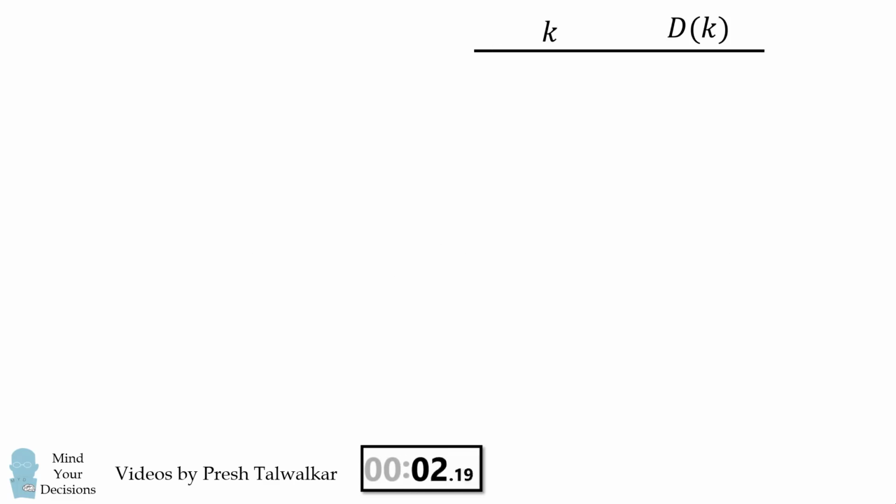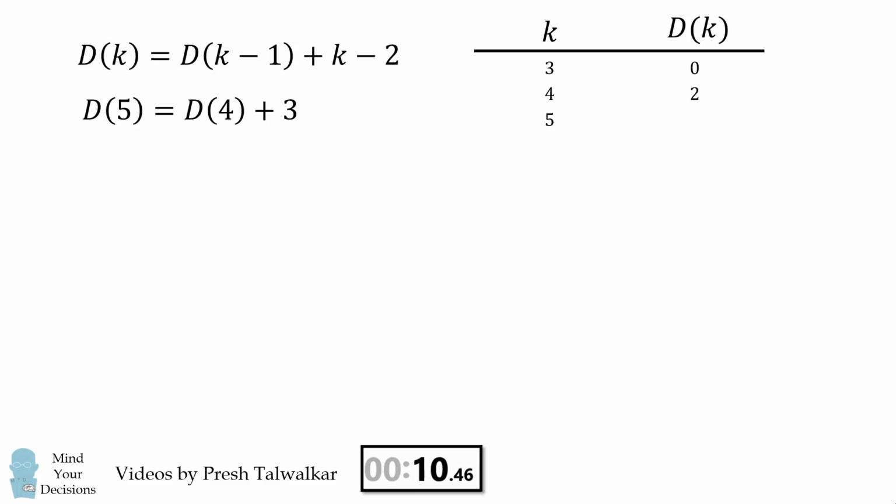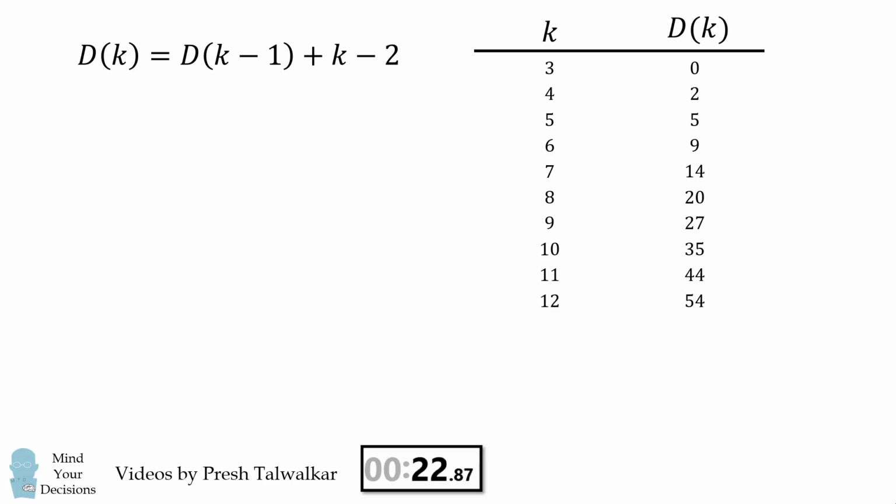So now let's solve the problem quickly. For fun, let's see how long it takes. We'll first create a table for the number of diagonals. A triangle with 3 sides has 0 diagonals, a quadrilateral has 2 diagonals. To get d5, we take d4 plus 3. This will be equal to 5. Then d6 is equal to d5 plus 4, so we get 9. To get d7, we add 5. To get d8, we add 6, and we quickly compute all of the values in this table.